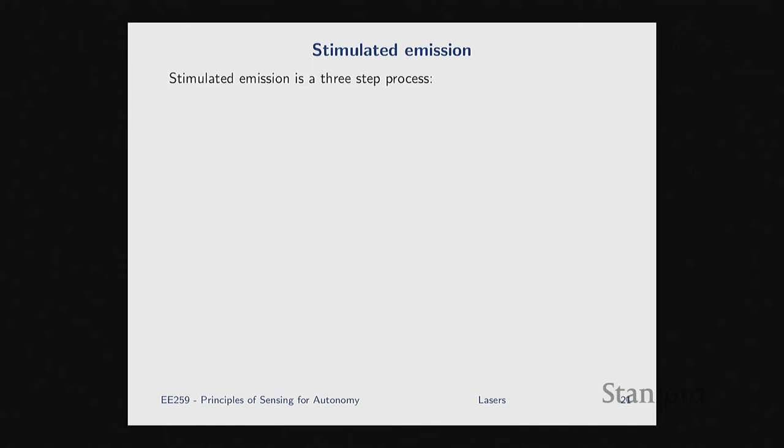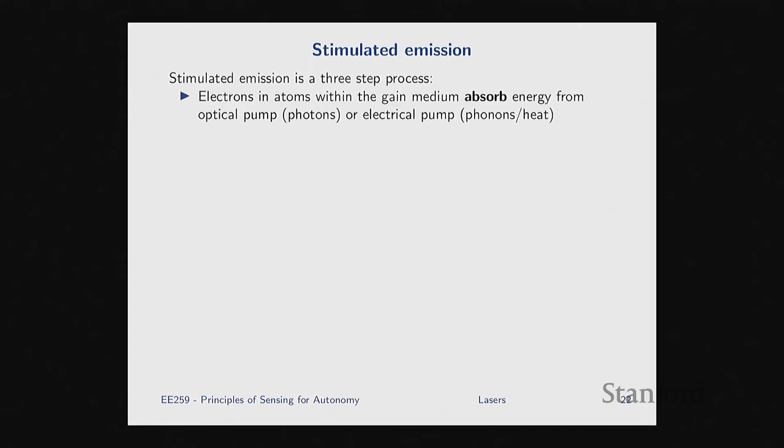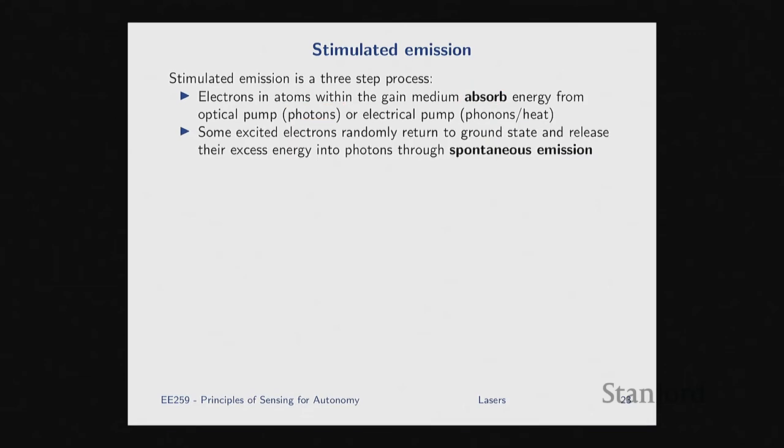So stimulated emission is a three-step process. What happens is that first, as you pump energy into your gain medium, as you couple energy into it, and again, the coupling mechanism can be optical, so it can shine light on the gain medium, or it can be electrical. You pass some electrical current through the gain medium. Some of the atoms within the gain medium absorb the pump energy from, again, if it's optical, they absorb energy from the photons. If it's electrical, they can absorb heat, for instance. And by absorbing that energy, they go into an excited state, those atoms, or some of the electrons in those atoms go to an excited state, which is just a higher energy level.